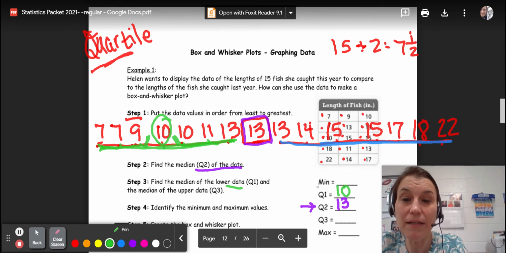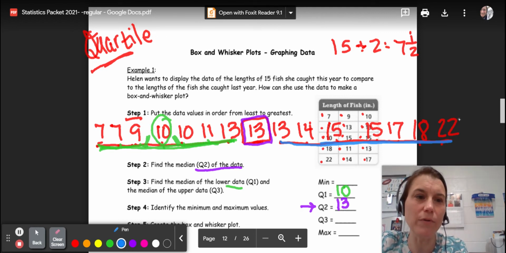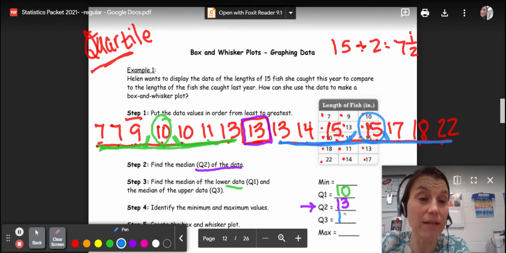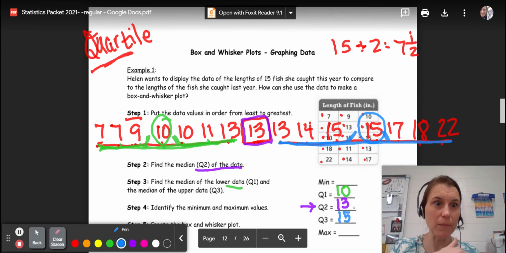Then I'm going to find the median of the upper half. Same idea. There's 7 numbers. There should be the same number of numbers on the right as on the left. Always. Okay, so there's 7 numbers again, so I'm going to count 3. 1, 2, 3, and 1, 2, 3. So 3 from this end and 3 from this end, and I get 15 as the middle. So 15 is the median of the upper data. Upper meaning the greater, the ones that are bigger than the median.